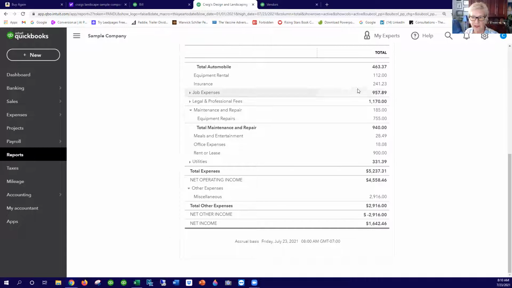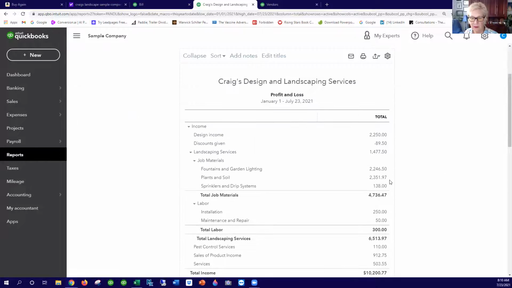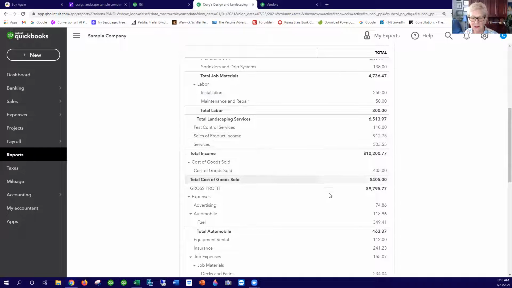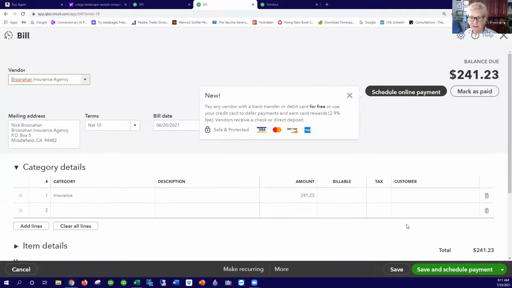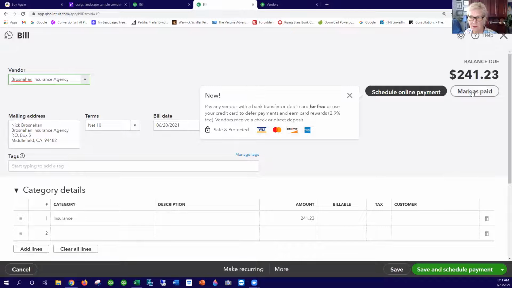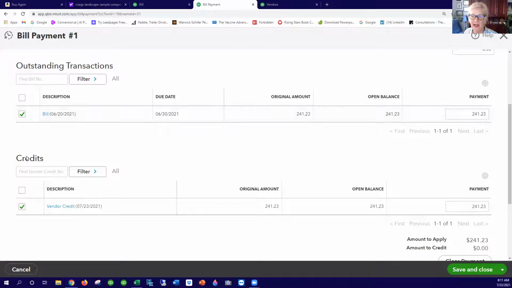On that profit and loss report, if I update that, and I come back into insurance here, for some reason that little guy didn't disappear. So let's mark him paid. And there we are. We are going to the amount paid. The bill is going to match the credit.